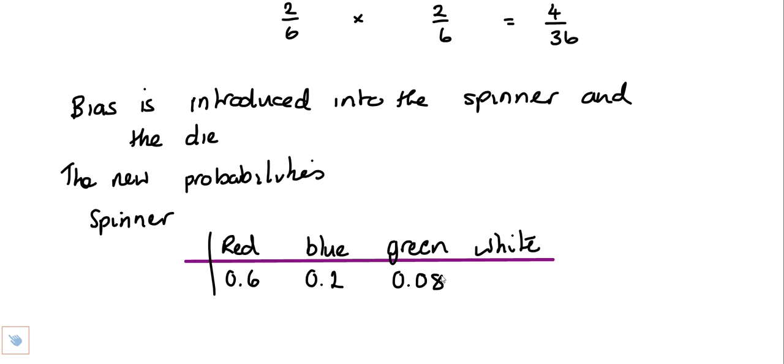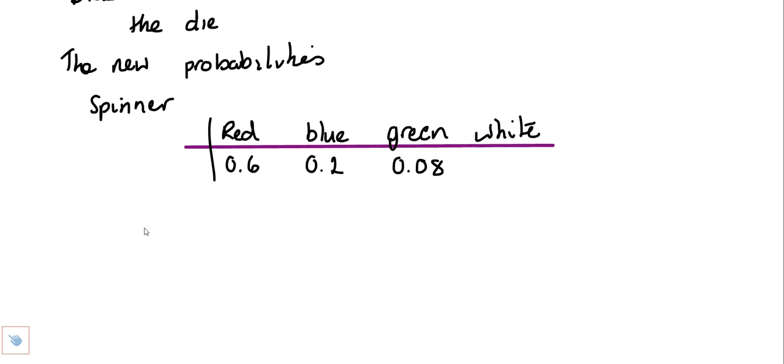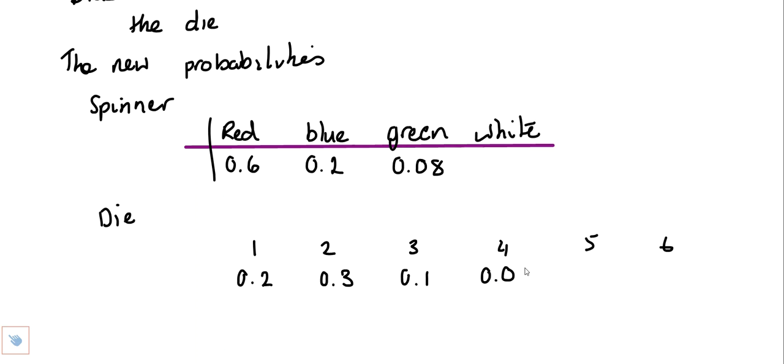I don't like this. Okay. Do you just convert it into a fraction? The die, so is 1, 2, 3, 4, 5, 6. Okay, this time we've got 0.2, 0.3, 0.1, 0.05, okay, 0.25.